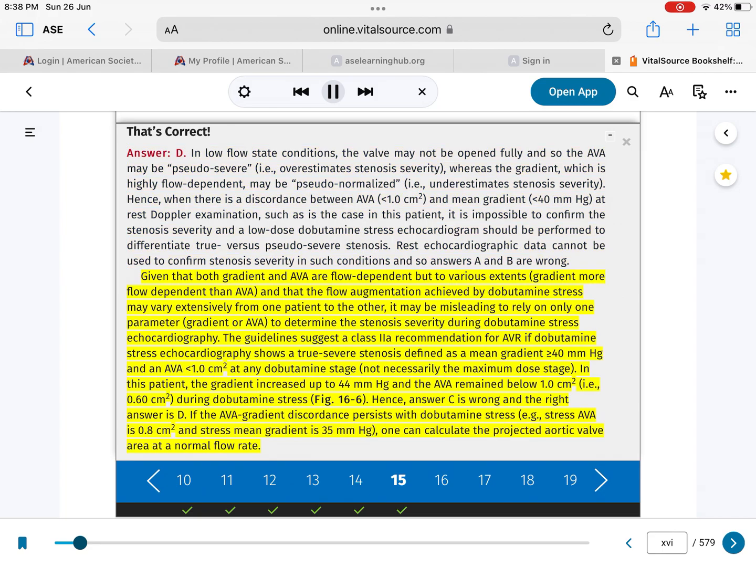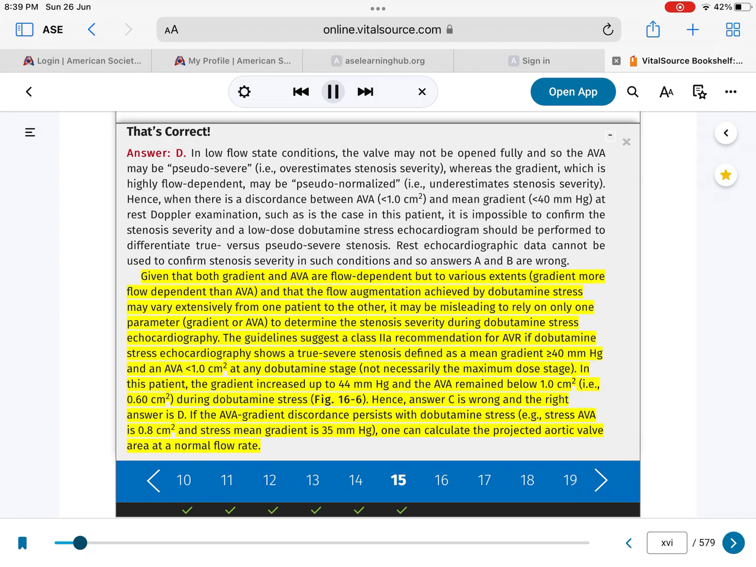Given that both gradient and AVA are flow-dependent but to various extents, gradient more flow-dependent than AVA, and that the flow augmentation achieved by dobutamine stress may vary extensively from one patient to the other, it may be misleading to rely on only one parameter, gradient or AVA, to determine the stenosis severity during dobutamine stress echocardiography.